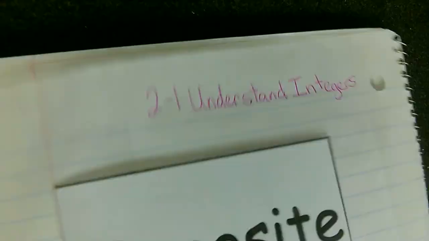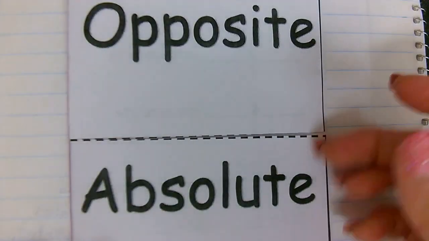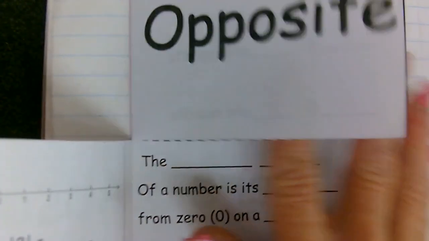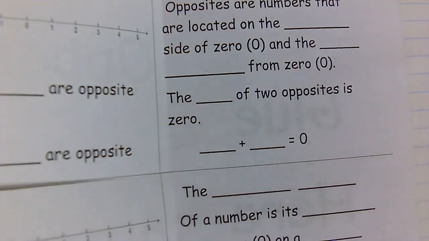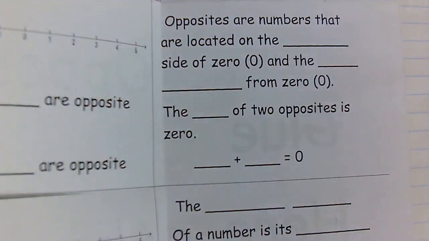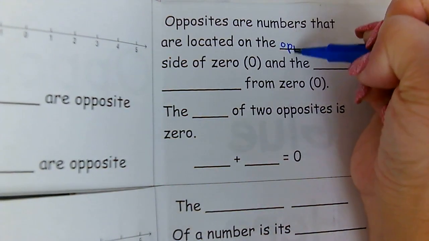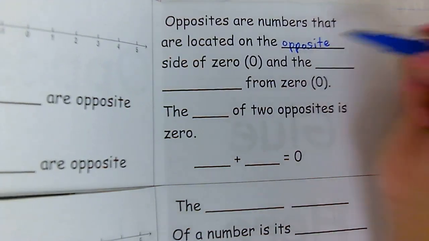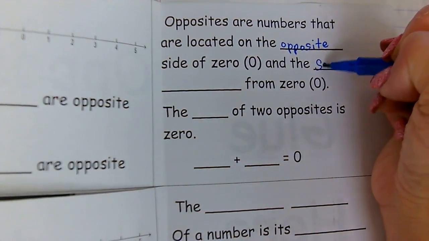On your next page, you should have already glued in, for 2-1, understand integers, opposite and absolute value, with a little cut down the middle so that when I open this up, it opens up like a nice little booklet, okay? So let's start with some of the meanings, and then we'll give some examples. Opposites are numbers that are located on the opposite side of 0 and the same distance from 0.